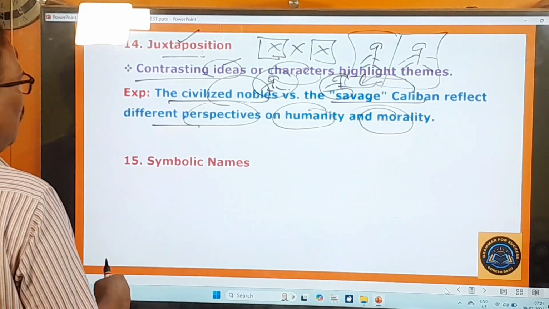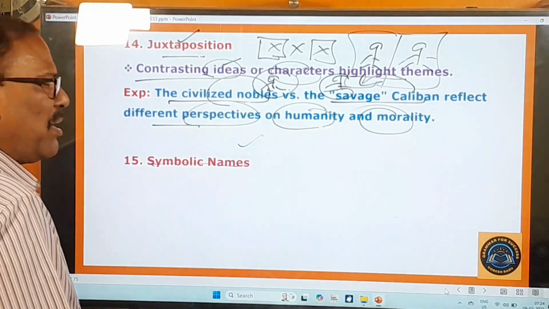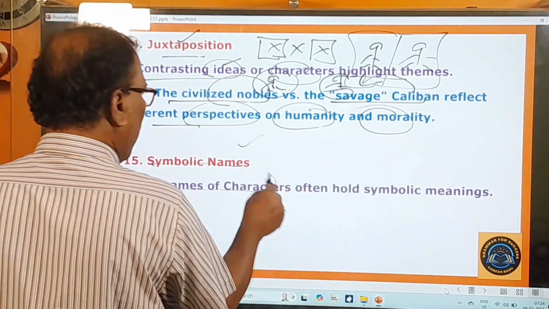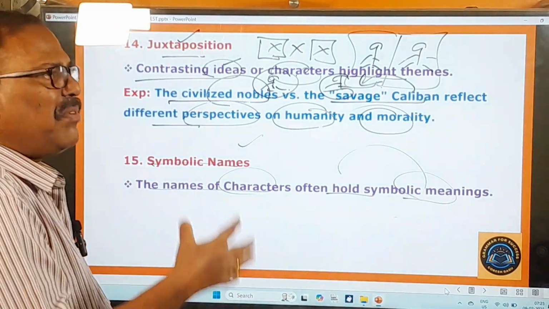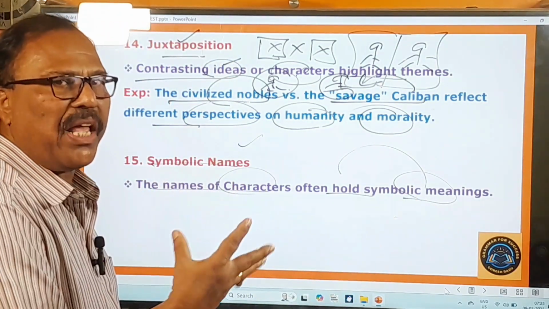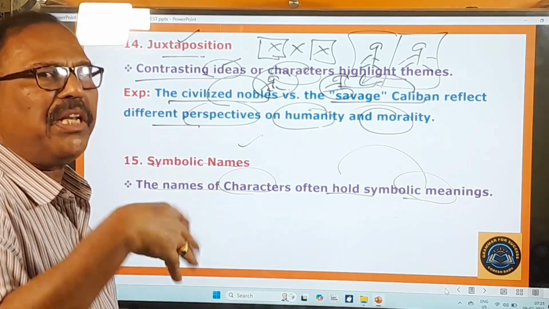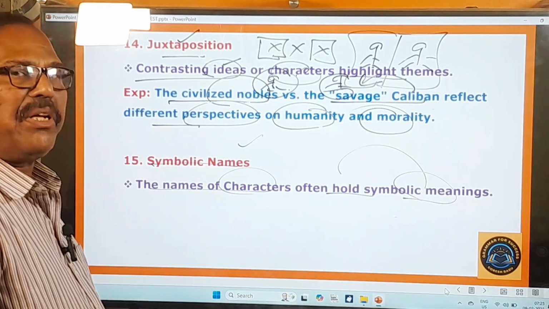Last literary device is symbolic names. In this drama, you can find symbolic names. What are the symbolic names? The names of characters often hold symbolic meanings. Generally, characters will have some names, and the names will have some meaning. In that way, the characters will be given some meaningful names. So in this drama also, Shakespeare has given meaningful names.